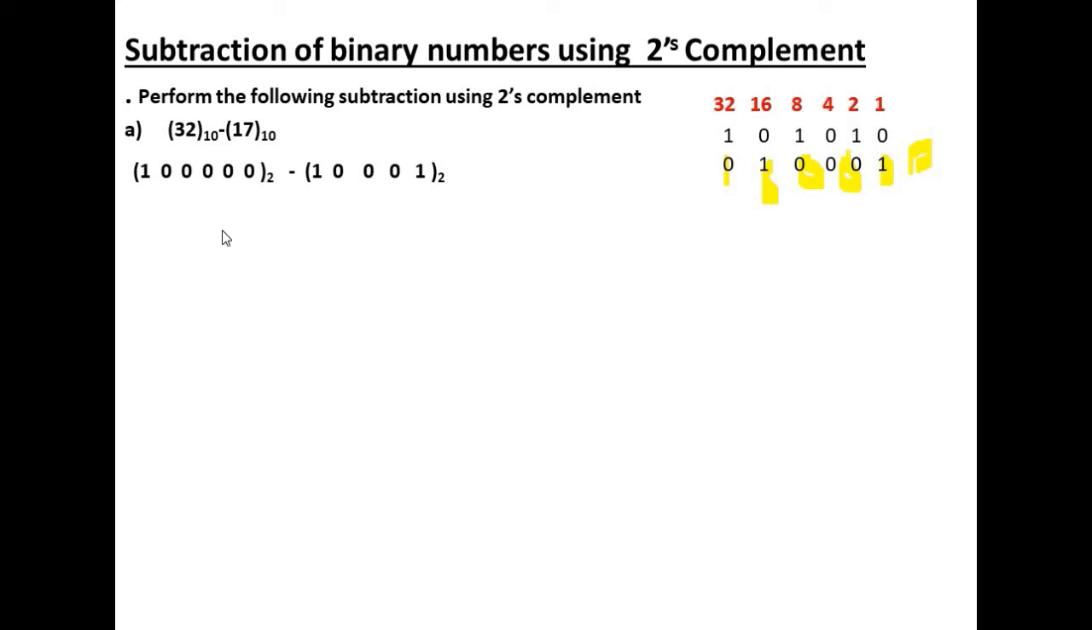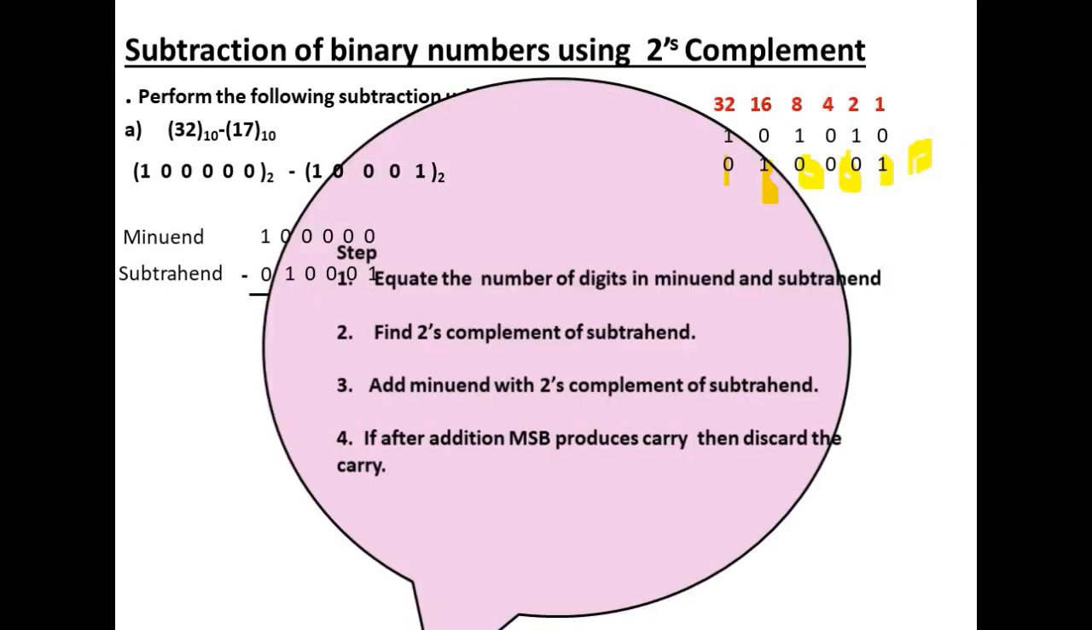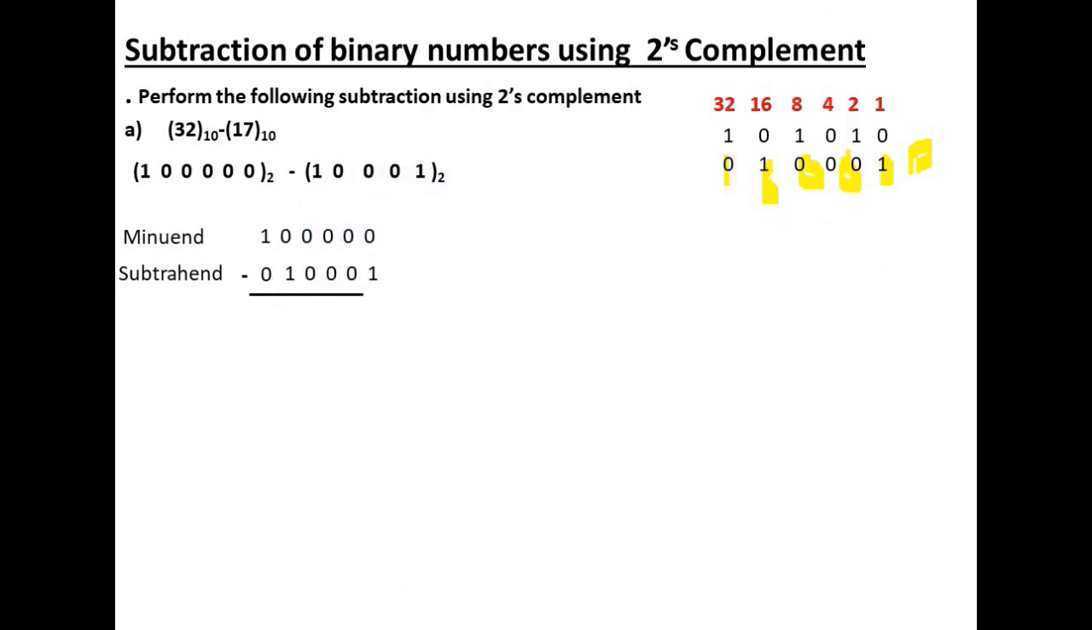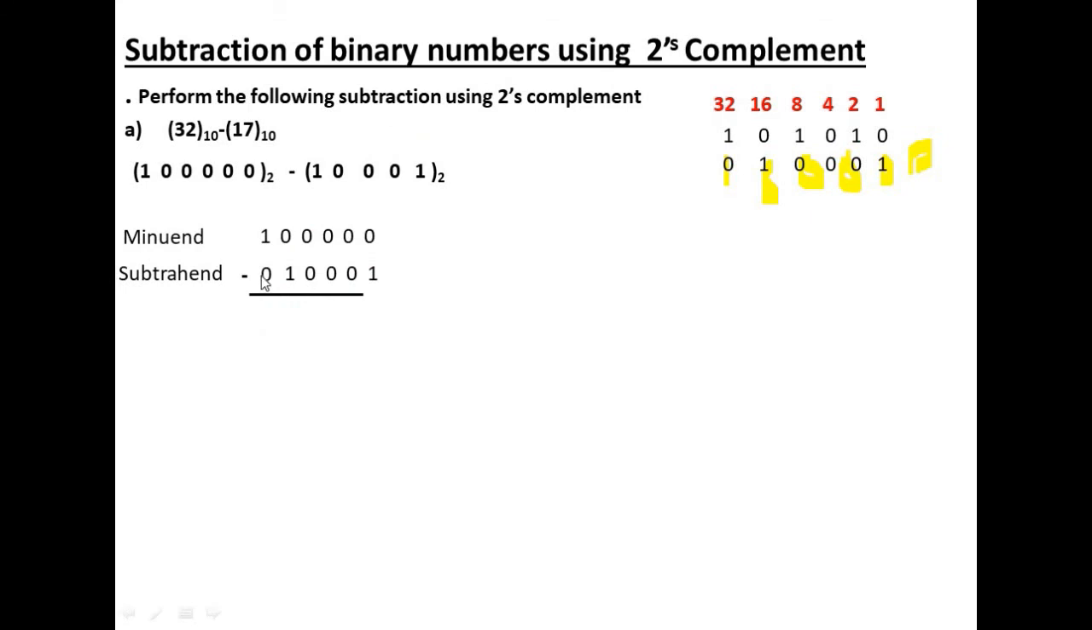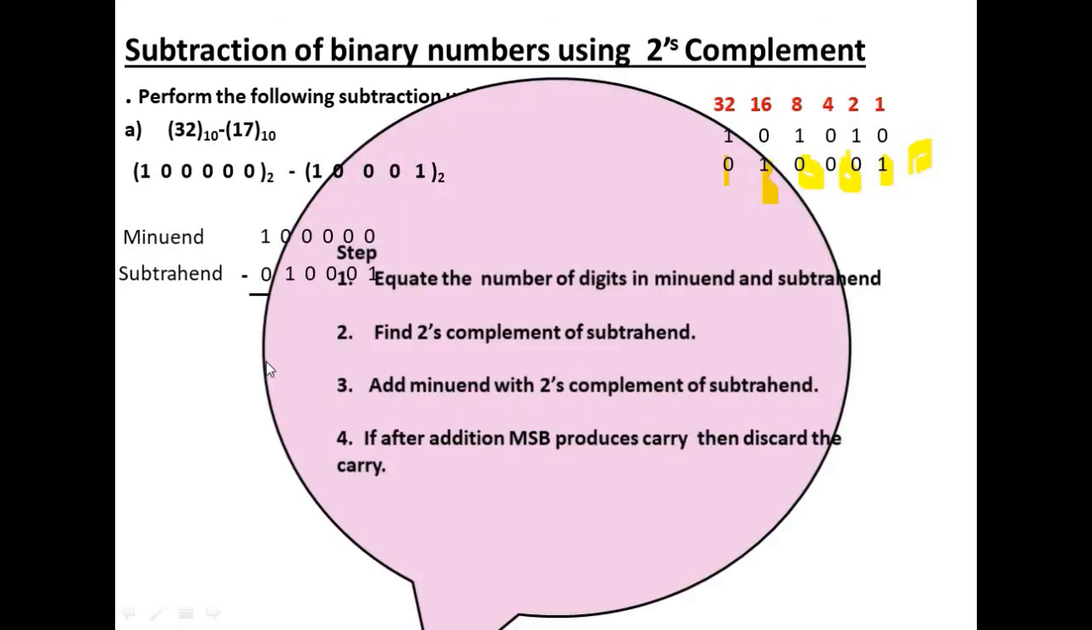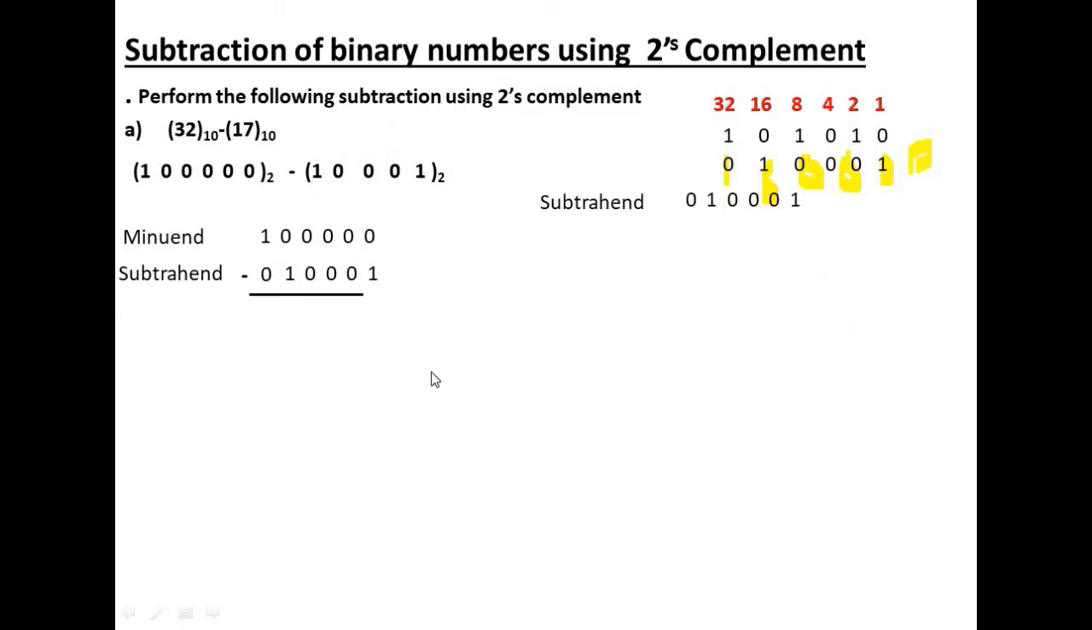So here we have got the minuend and subtrahend: 100000 minus 10001. Now the first step will be to equate the number of digits in the minuend and subtrahend. So here we have equated the two numbers. Now 0 has been put at the leftmost position. Now we have got two numbers. What is the next step? We have to find the 2's complement of the subtrahend.